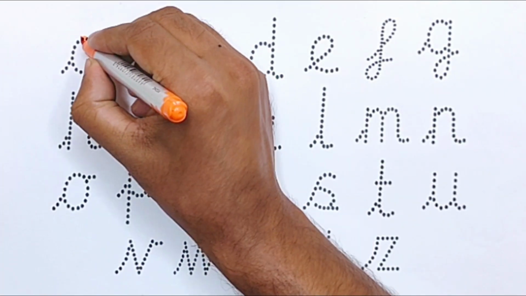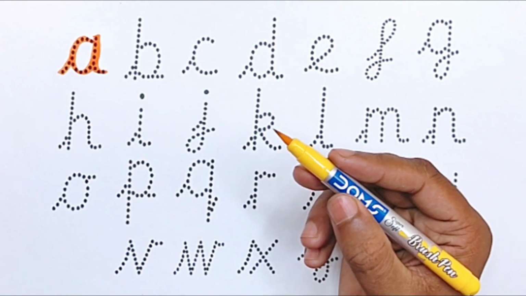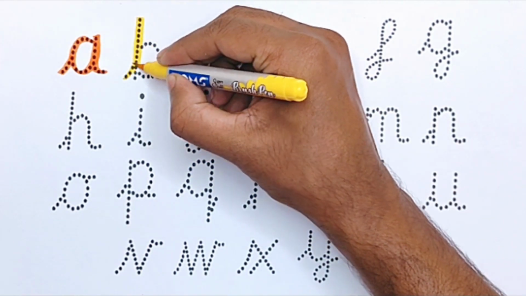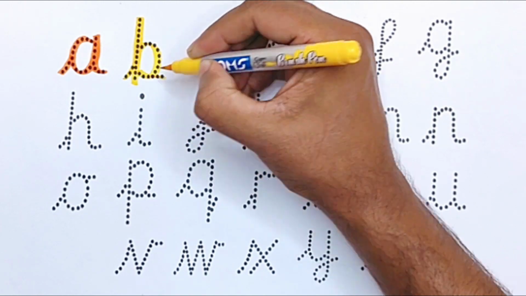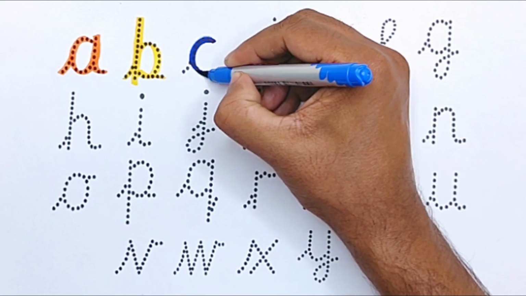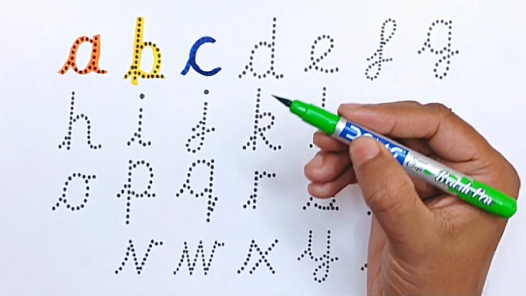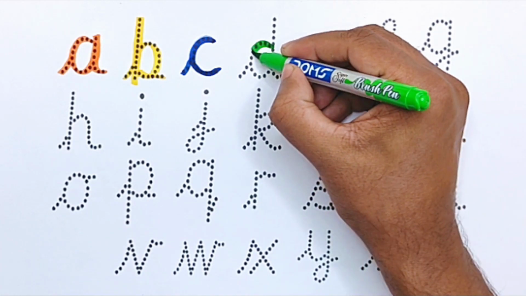Orange color. A for apple. Yellow color. B for banana. Blue color. C for cat. Light green color.